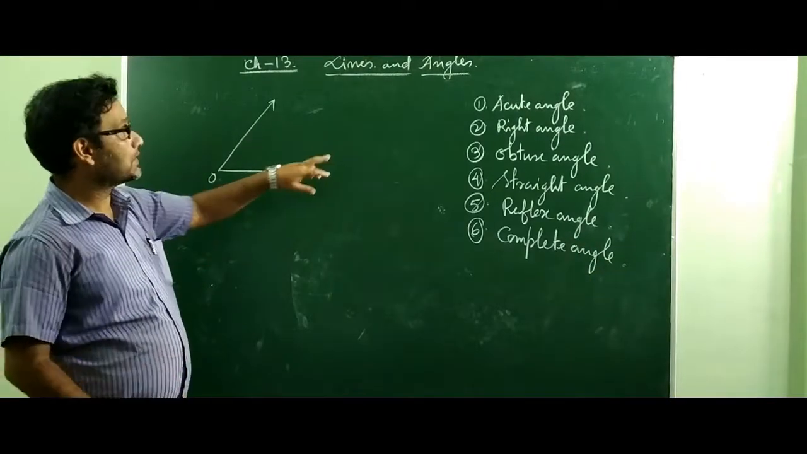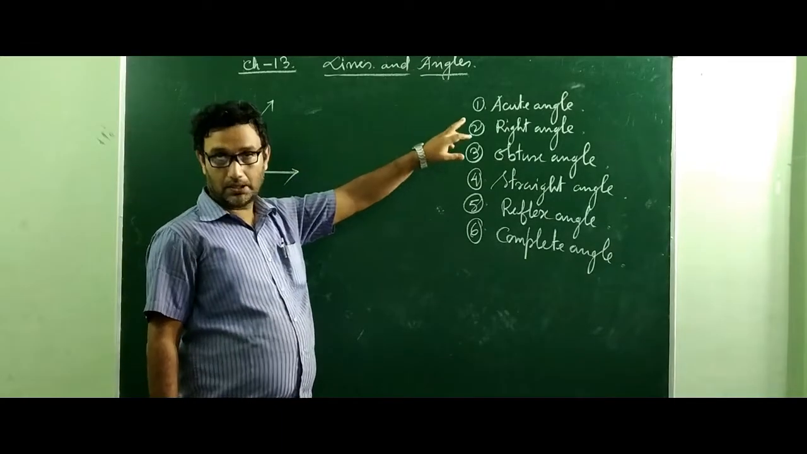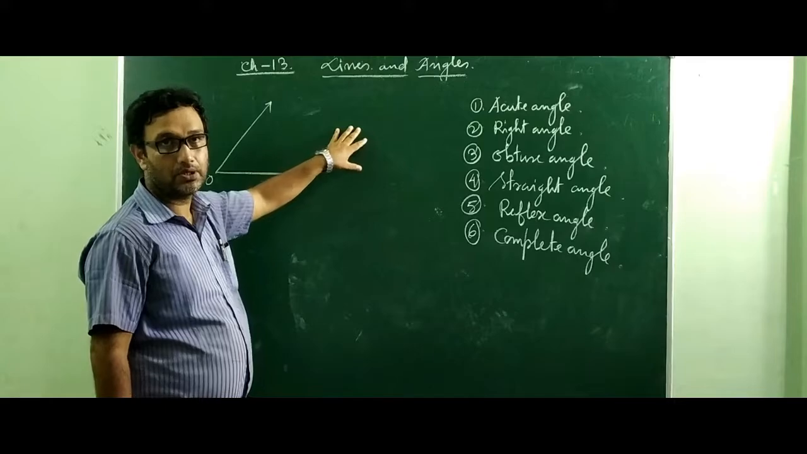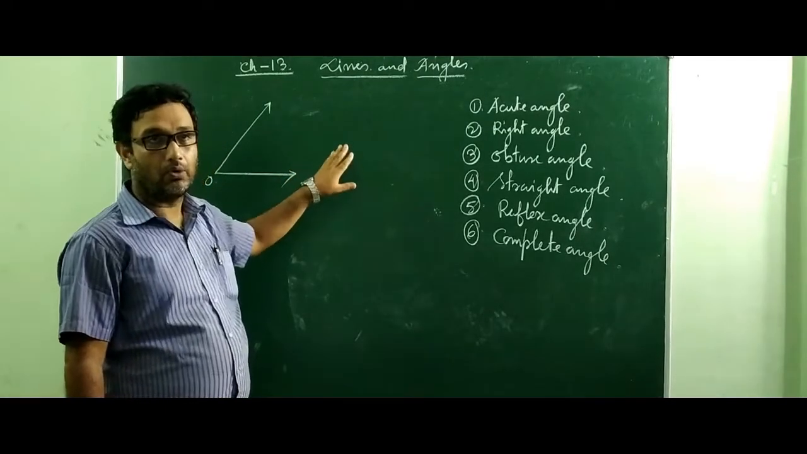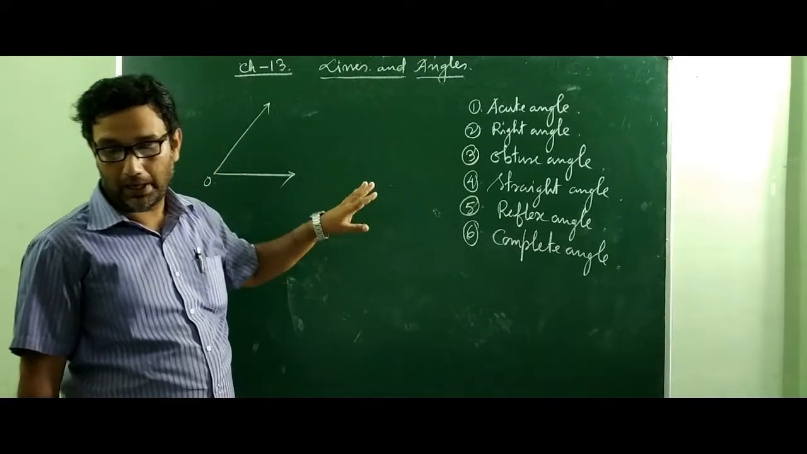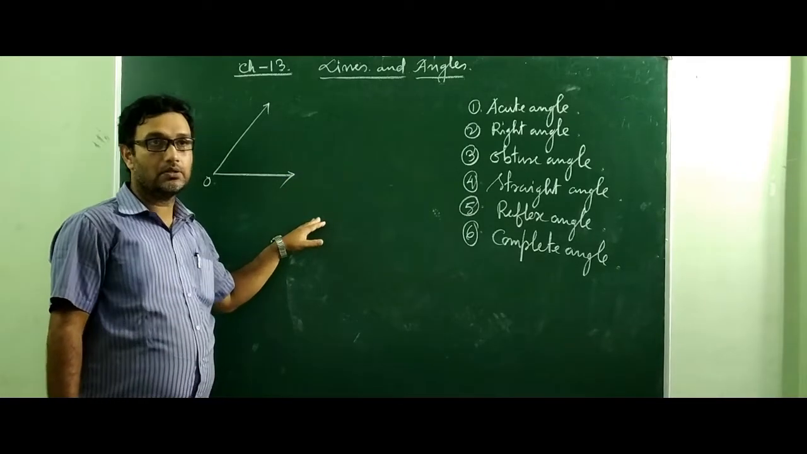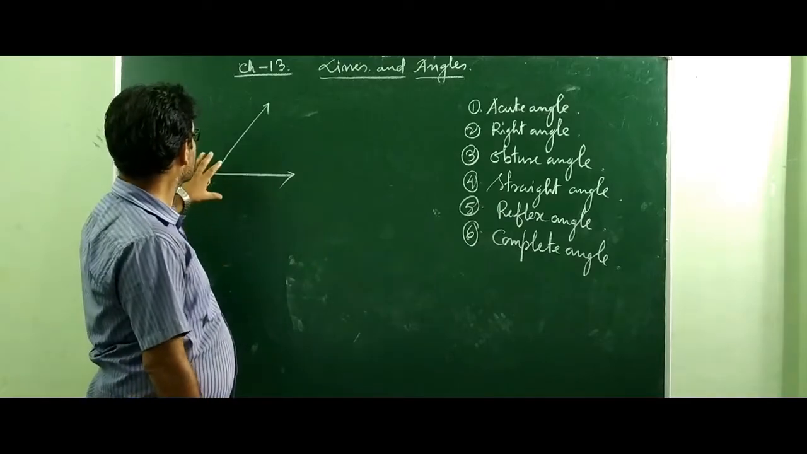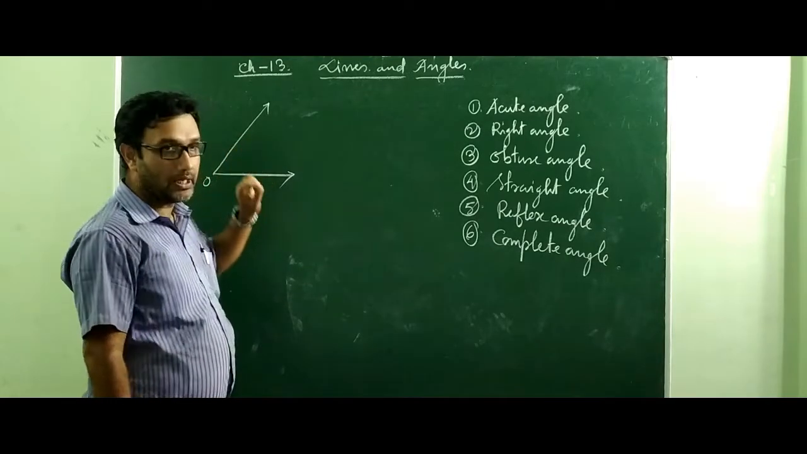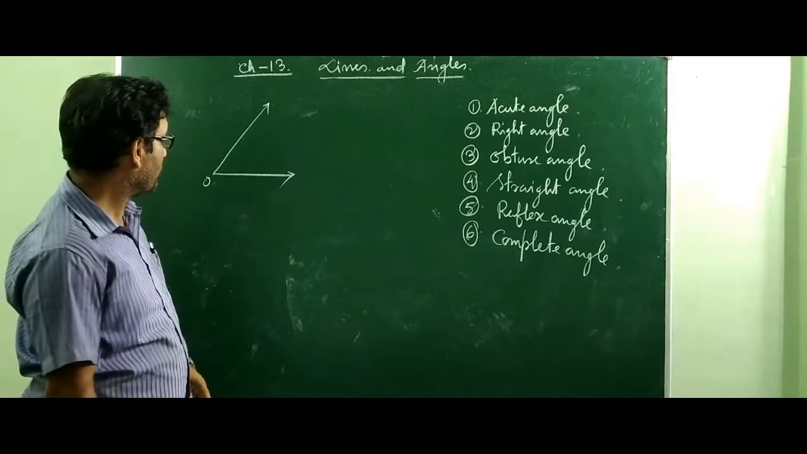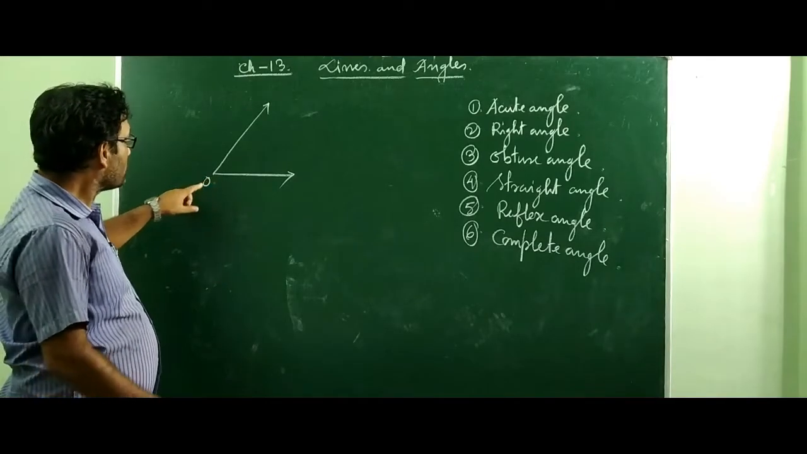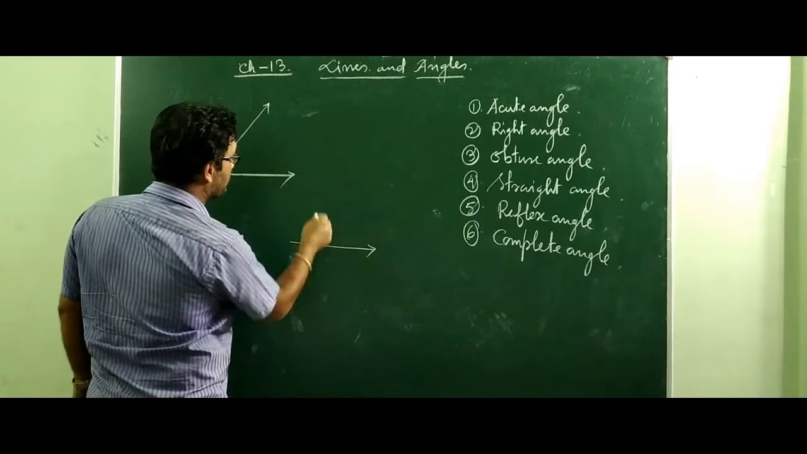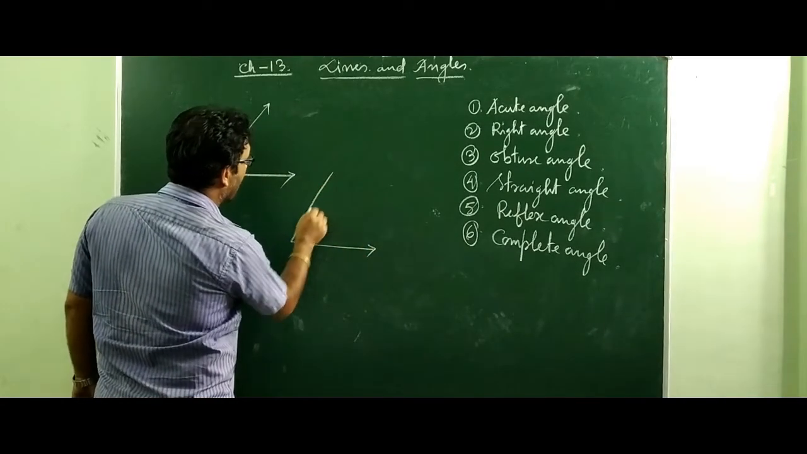Okay, you see your chapter's name is lines and angles. Till now I explained first what is line segment, what is line, and what is ray, and after that the pairs of lines, that means parallel lines, intersecting lines, and perpendicular lines. Now I'll teach about angle. Angle means, first of all, you know what is angle. That means when the two rays, they will intersect at one point.